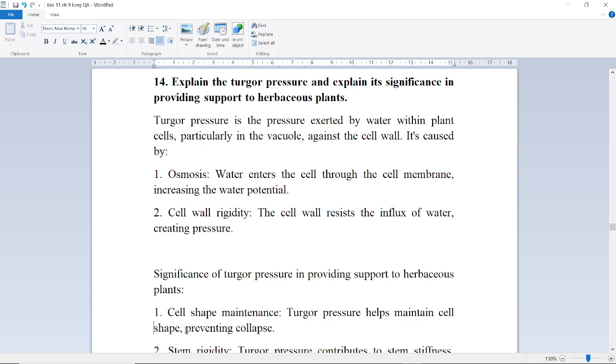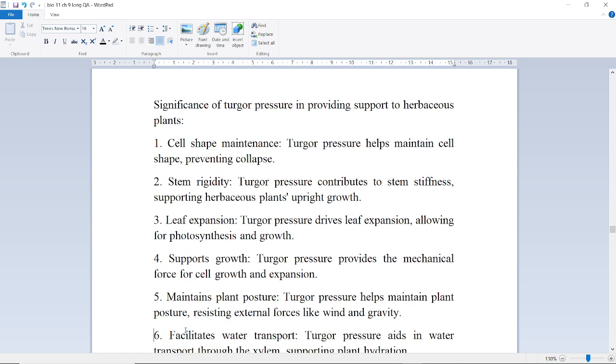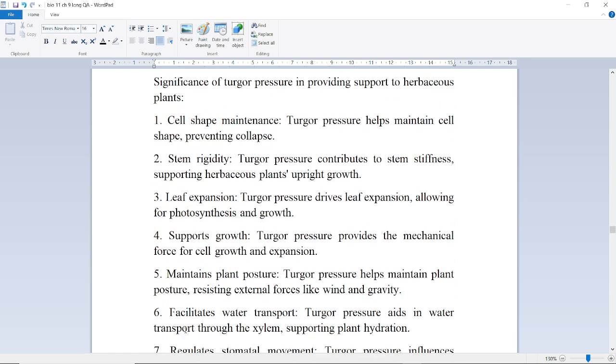Turgor pressure is the pressure exerted by water within plant cells, particularly in the vacuole, against the cell wall. It's caused by osmosis. Water enters the cell through the cell membrane, increasing water potential. Cell wall rigidity: the cell wall resists the influx of water, creating pressure. Significance of turgor pressure in providing support to herbaceous plants. Cell shape maintenance: turgor pressure helps maintain cell shape, preventing collapse.